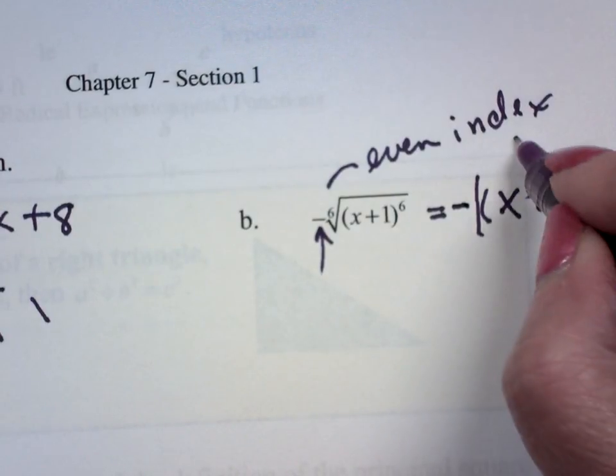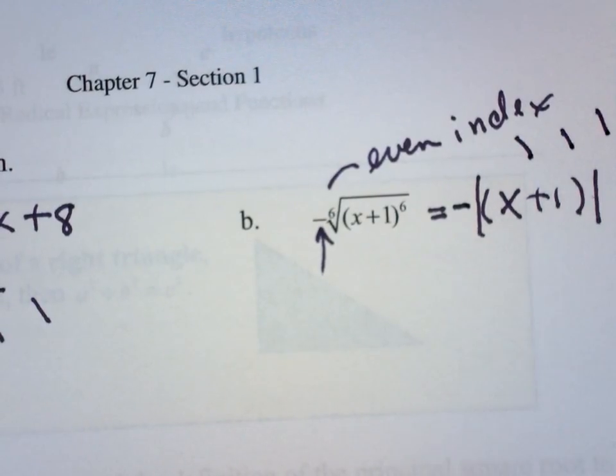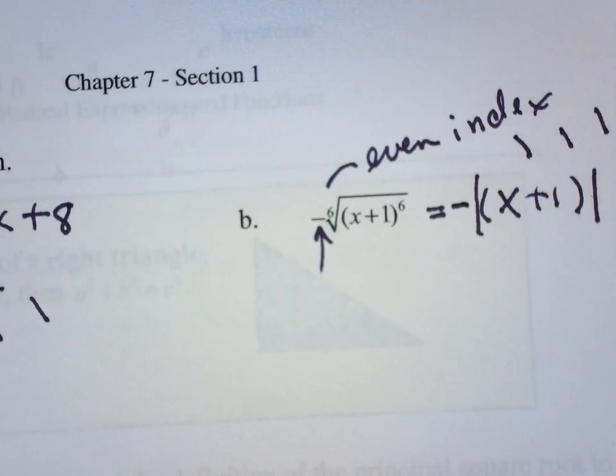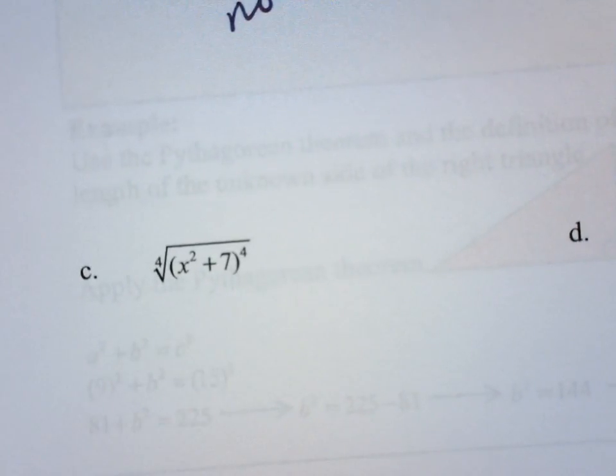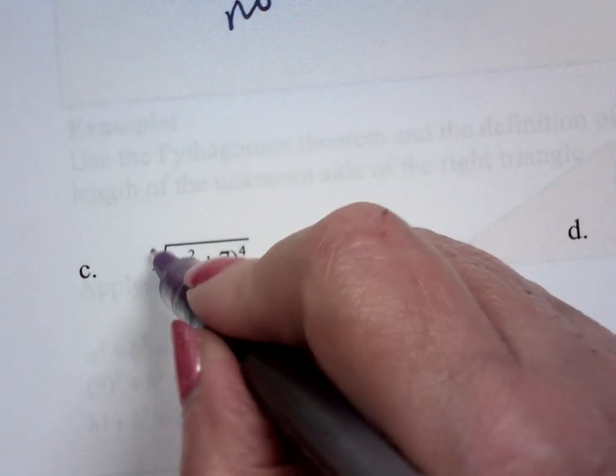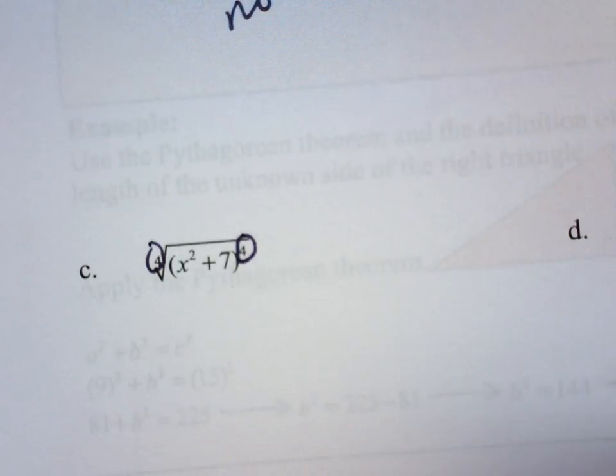So even index, absolute values. The majority of problems you're going to do are not going to involve that at all, because they take it out of play. Even index, I know that my answer is going to have what? Absolute values. So these are both 4s.